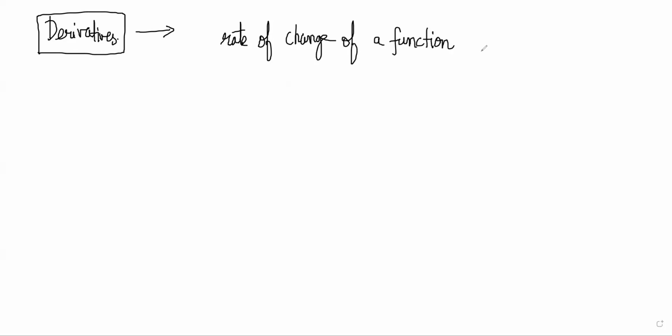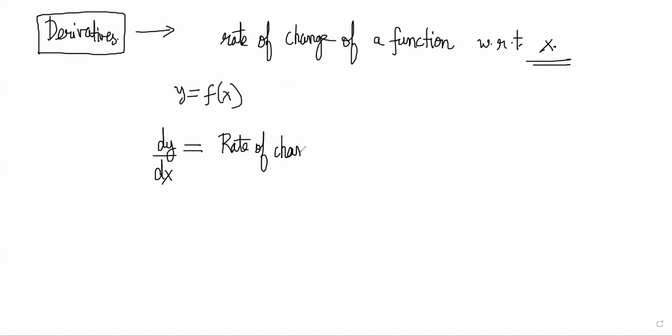So now we'll talk about derivatives. Basically, a derivative describes the rate of change of a function with respect to the variable x, let's say. Obviously, a derivative could be with respect to any variable. So if you have y as a function of x, what is the meaning of dy by dx? dy by dx is the same thing as the rate of change of y with respect to x. And what does that mean? That means how fast is y changing when you change x by a little bit, right?